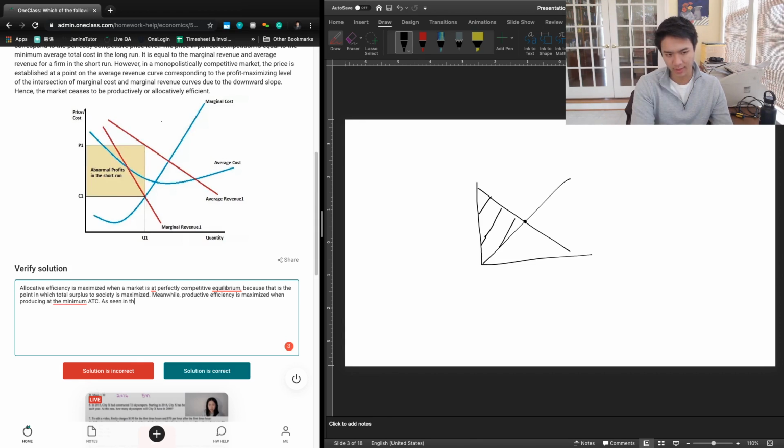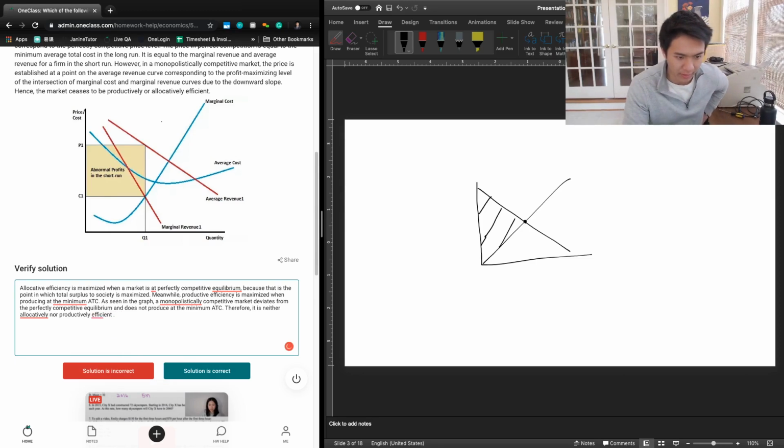As seen in the graph, a monopolistically competitive market deviates from the perfectly competitive equilibrium and does not produce at the minimum ATC. Therefore, it is neither allocatively nor productively efficient. Okay, so it looks like I have some typos, so we'll go over those real quickly.